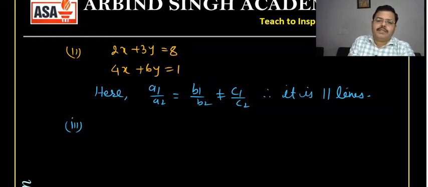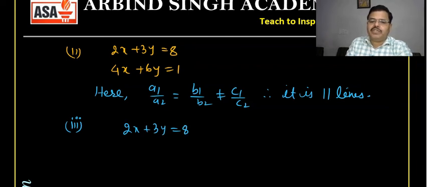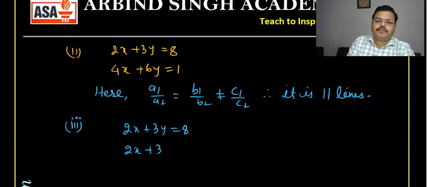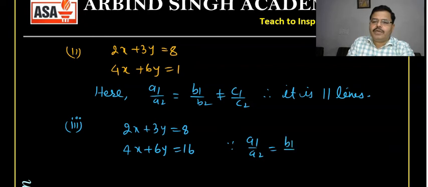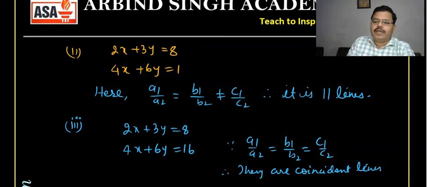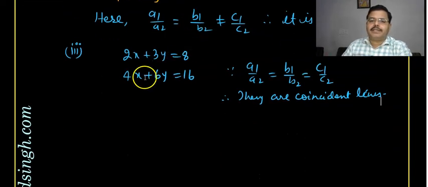Now the third part of this is coincident lines. So any multiple of 2x plus 3y is equal to 8 will be a coincident line. Like if I write 2 times, then it will be 4x plus 6y is equal to 16. Since here a1 by a2 is equal to b1 by b2 is equal to c1 by c2, they are coincident lines. We can write it, right? Even 3x, 9y and 24 will also be an answer. So any multiple of that will be an answer. So I hope you got it.